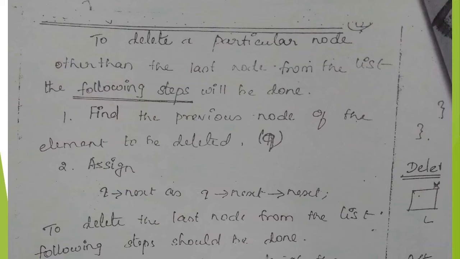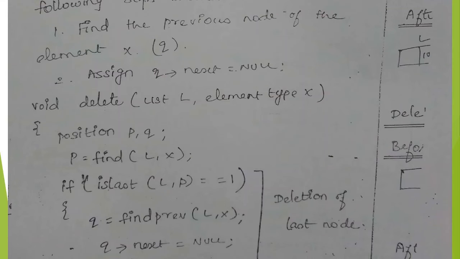To delete the last node from the list, the following steps should be done. Find the previous node of the current node and name it as Q. And assign Q's next as null. So the current node to be deleted will be removed.